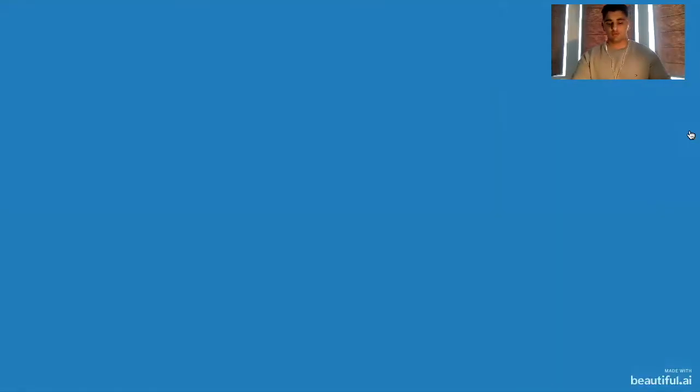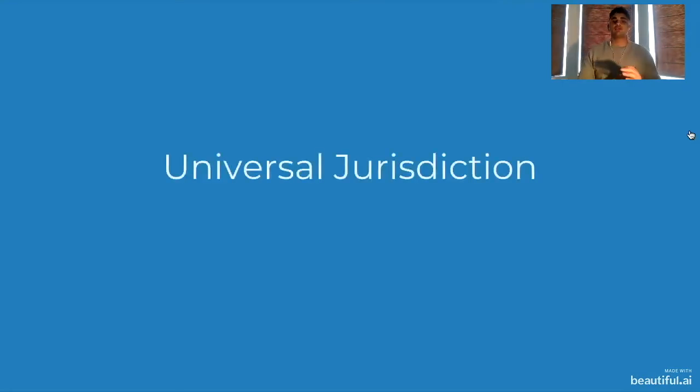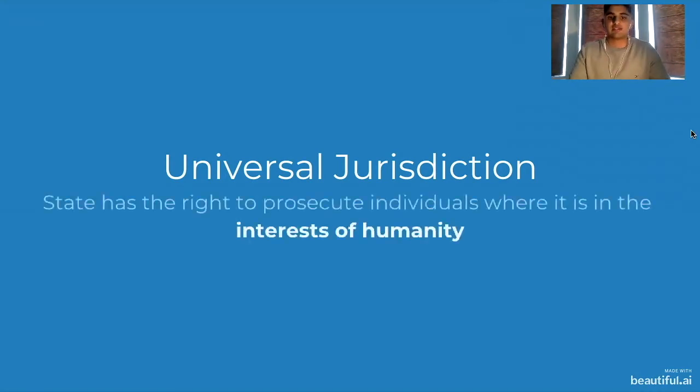The final form of jurisdiction, which is very, very different to all of the other ones that we've looked at, is this thing called universal jurisdiction. It's probably the most controversial, but at the same time, very exciting form of jurisdiction. And it applies almost solely in international law. And this is where a state has the right to prosecute individuals where this is in the interests of humanity.